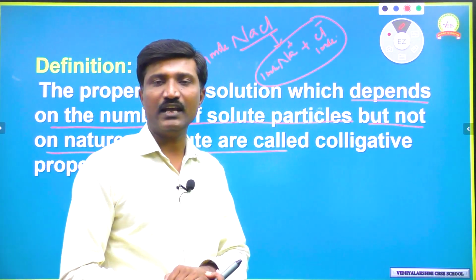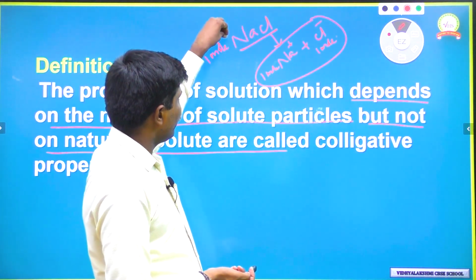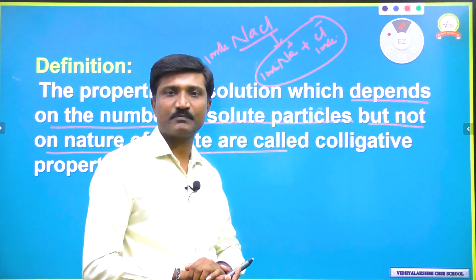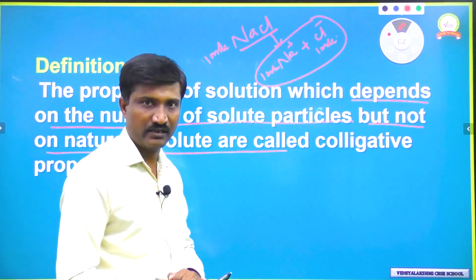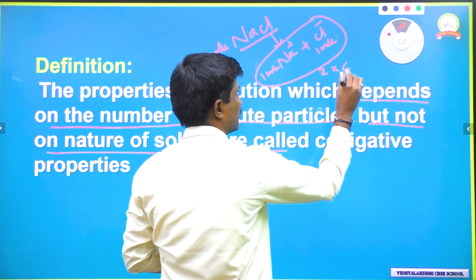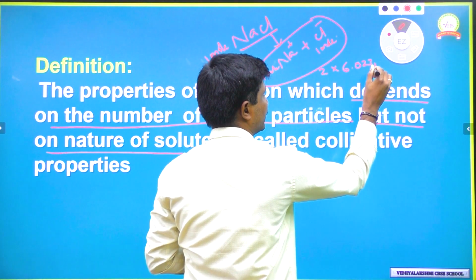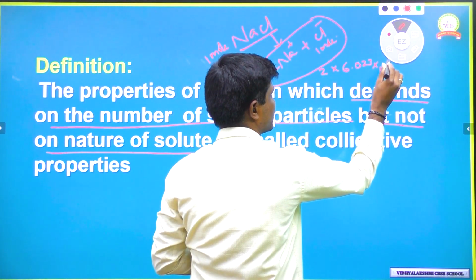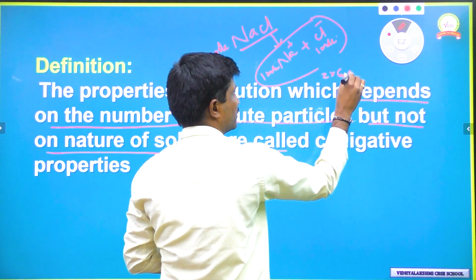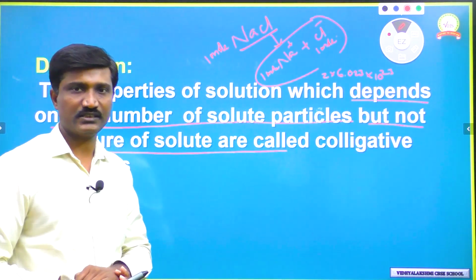Since 1 mole has 6.023 into 10 power 23 ions, when 1 mole of NaCl dissolves in water, it finally gives 2 into 6.023 into 10 power 23 ions. So the total number of ions present is 2 into 6.023 into 10 power 23.